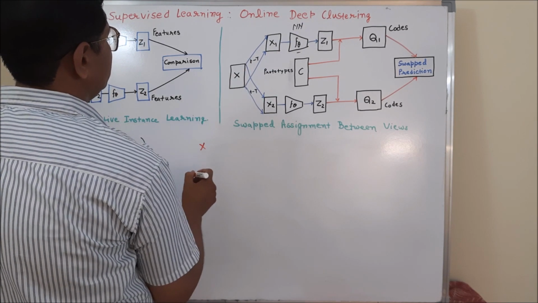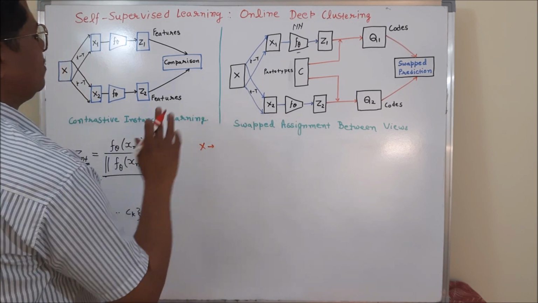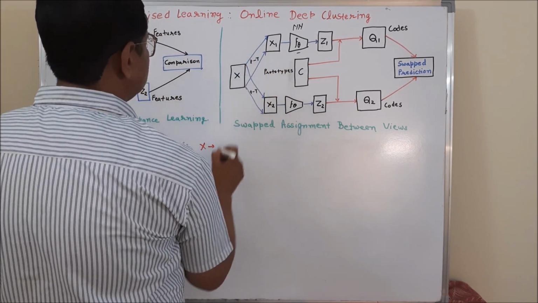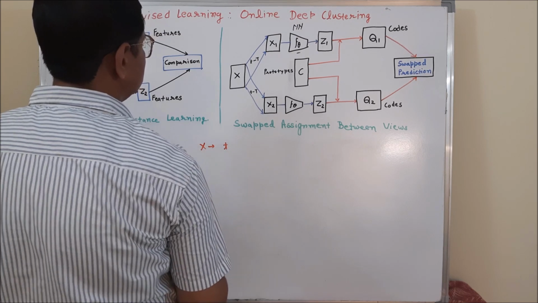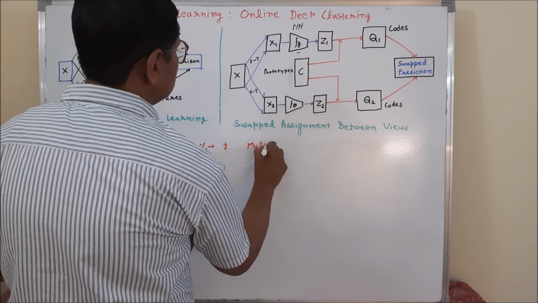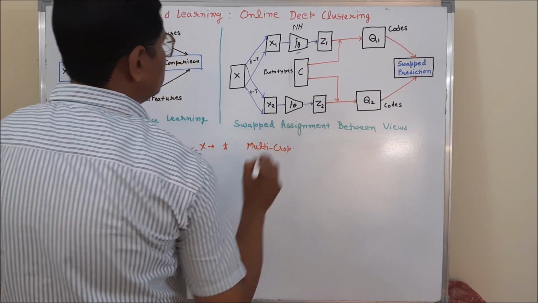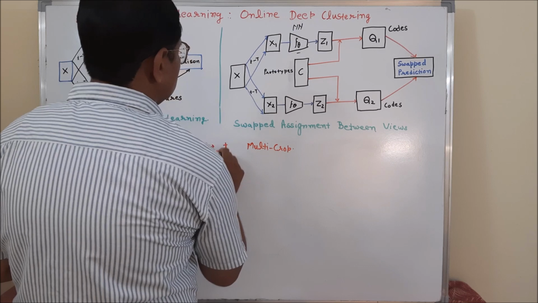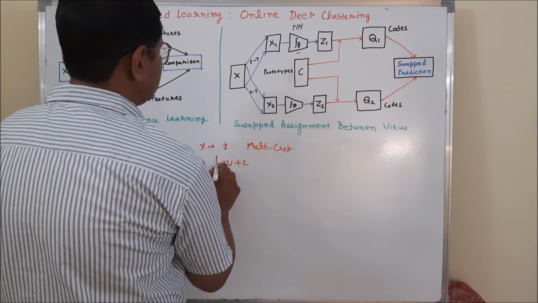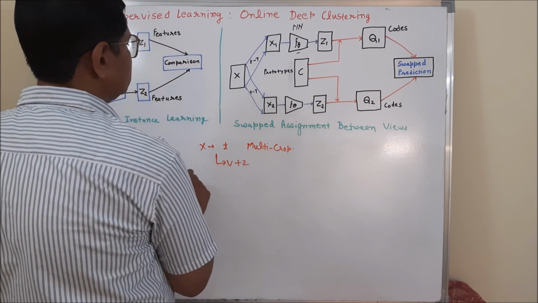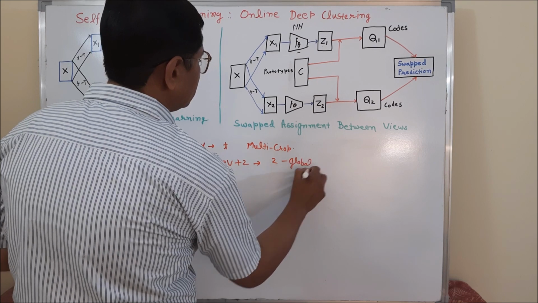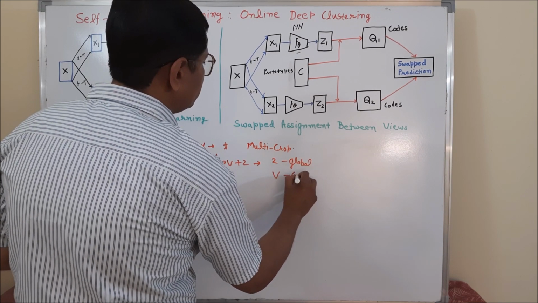The author started with a set of images, suppose coming from ImageNet or MNIST data. After that, the authors applied augmentations. For that, they used multi-crop augmentations. Multi-crop augmentations means the authors generated V plus 2 views for each of the images. So 2 views are global, and the rest of the V views are crop views.